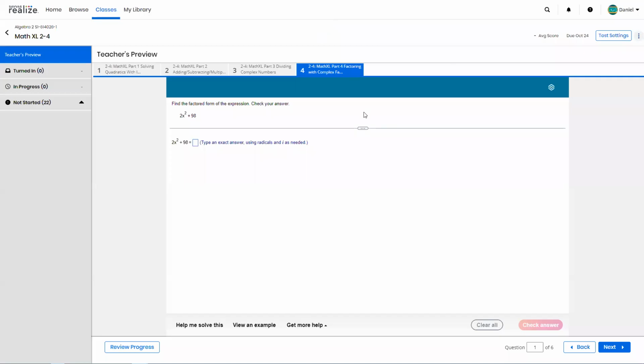All right, the last thing we need to be able to do for 2.4 is factor using imaginary numbers. Looking at x squared minus 49, this is the difference of 2 squares. So when we factor this, we get x plus 7 and x minus 7, because it's the difference of 2 squares.